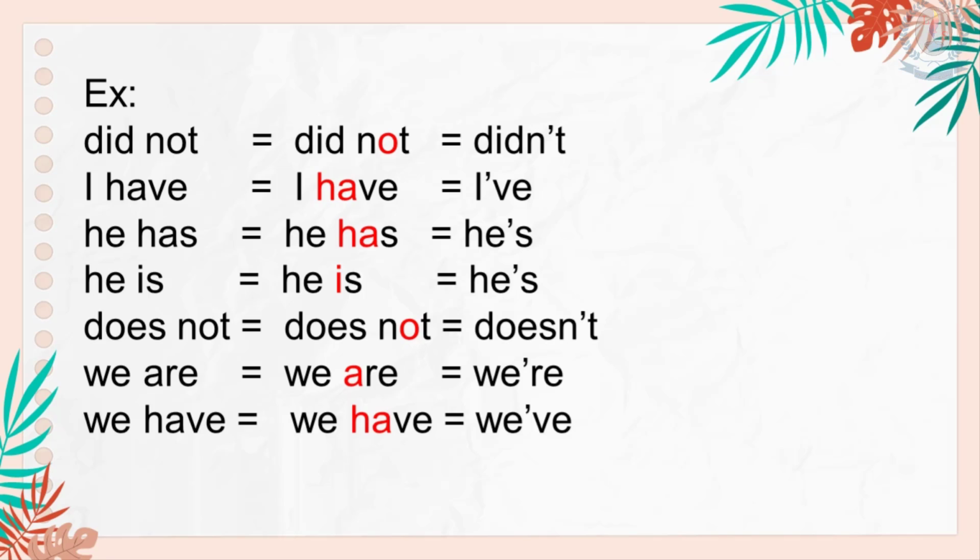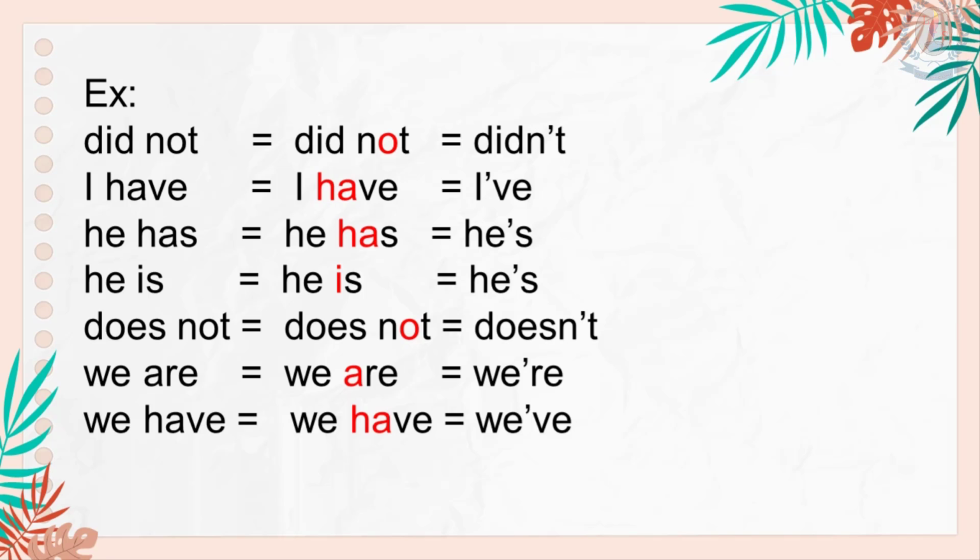He has. Here even second word has. H, A both letters are removed. Then we have to add the apostrophe in that place. So we are going to write this word as one word. Two words become one word. He has becomes he's.